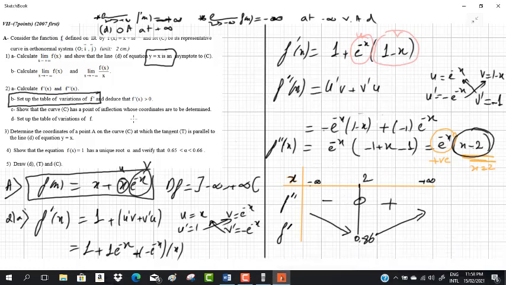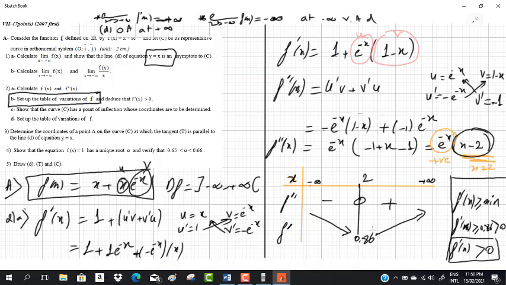So this is the table of variation of f prime, and we deduce that f prime is always positive. f prime of x is always greater than or equal to its absolute minimum, which is 0.86, and that is greater than 0. So by transitivity, f prime of x is greater than 0. This is what we have to deduce.